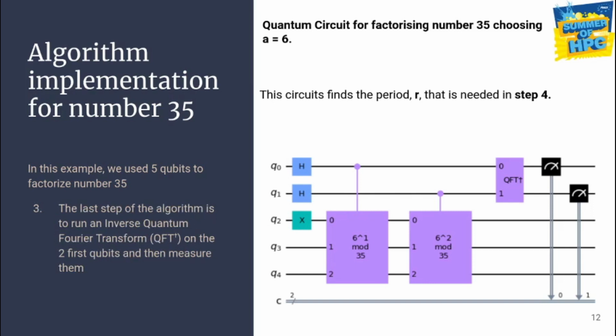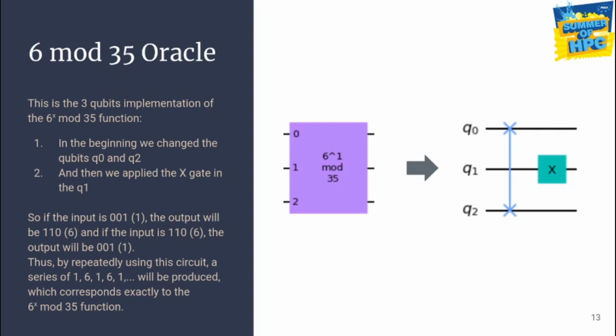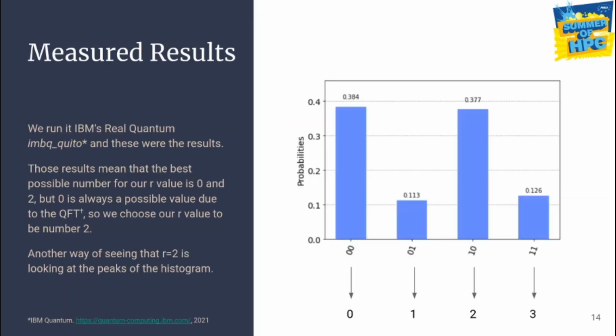The last step of the algorithm is to run an inverse quantum Fourier transform on the two first qubits and then measure them. So now we're going to try to explain how the oracle actually works. It's quite simple. We basically swap qubits 0 and 2, and then we apply the NOT gate to qubit 1. What we want to achieve is that if the input is number 1, then the output is number 6. And if the input is number 6, then the output is number 1. It's a bit tricky, but we end up getting a series 1, 6, 1, 6, etc.